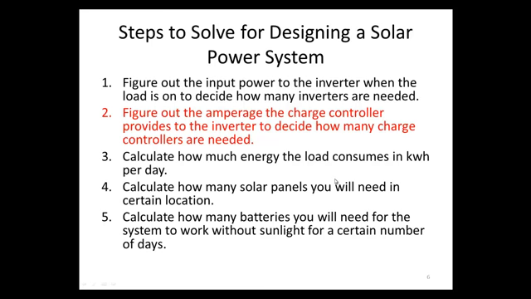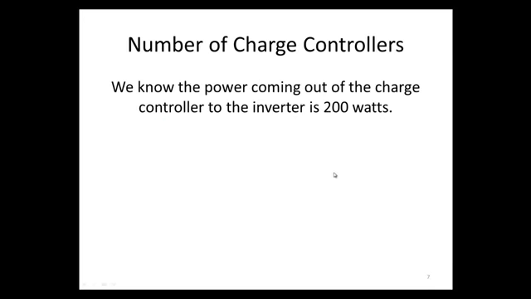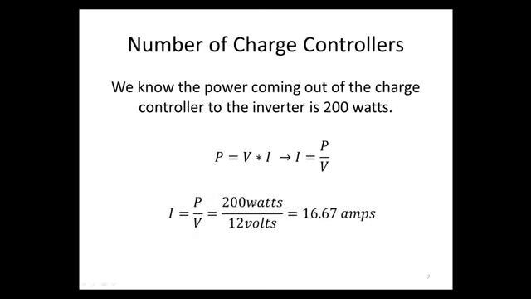Now step 2, we want to figure out the amperage the charge controller provides to the inverter to decide how many charge controllers are needed. We know the power coming out of the charge controller to the inverter is 200 watts. So we have to figure out what the current is, because the charge controller is rated with a current rating. If we remember that power equals voltage times amperage, we can again rearrange the equation for the unknown: amperage equals power over voltage. The power is 200 watts, and the voltage is 12 volts. So the amperage is 16.67 amps, coming from the charge controller and going to the inverter.